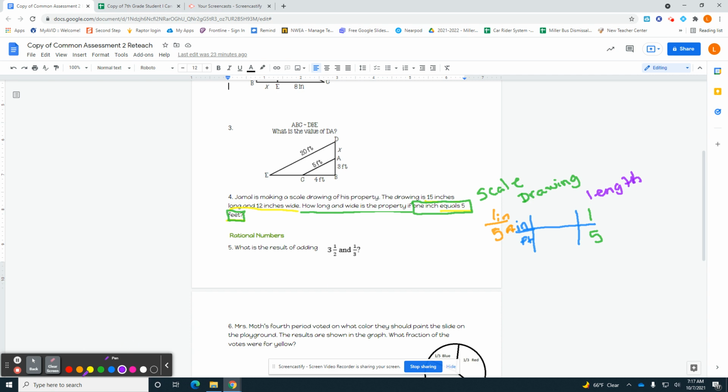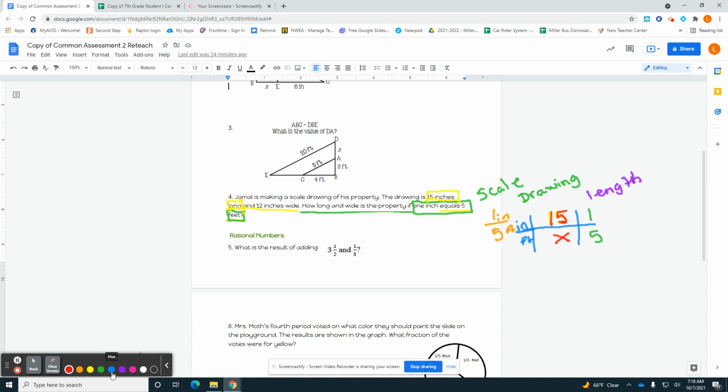So the problem tells me that the property is 15 inches long. So I need the 15 for this one. Okay. So if it's 15 inches long, is that going to go on top or bottom? Yeah, that's going to go on top. Let me use a different color because yellow is not working on there very well. So it's going to go on top with inches. Then you are solving for x. And that's going to tell you how long the property is.